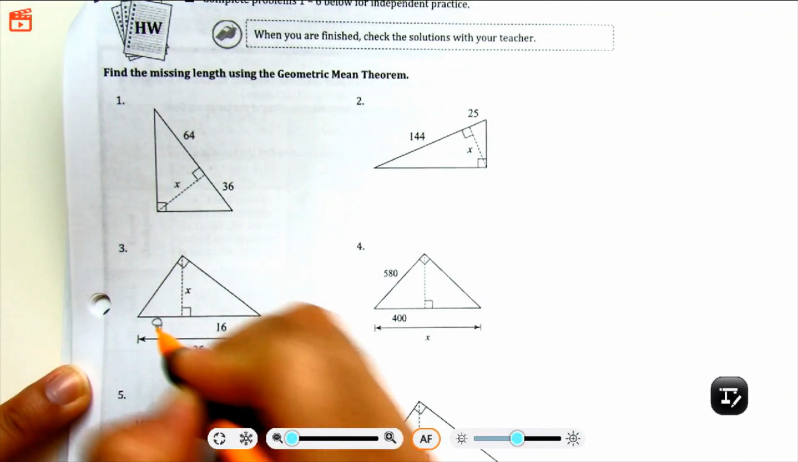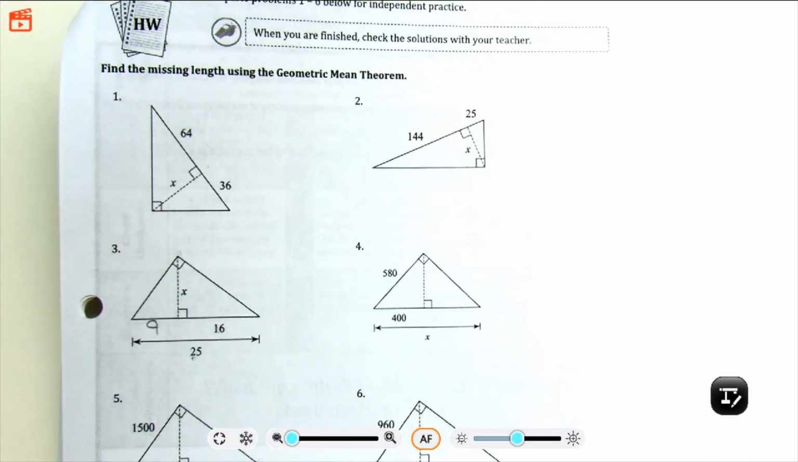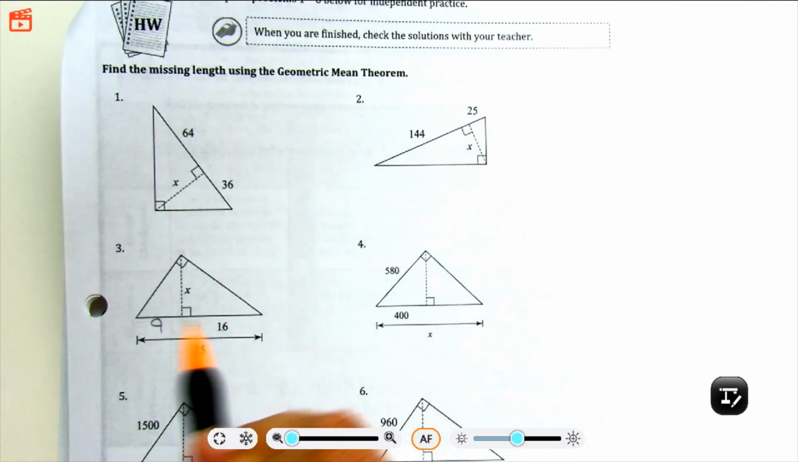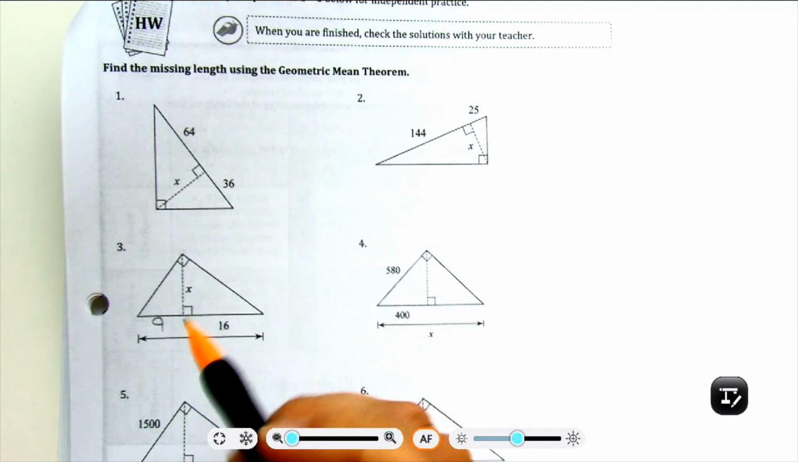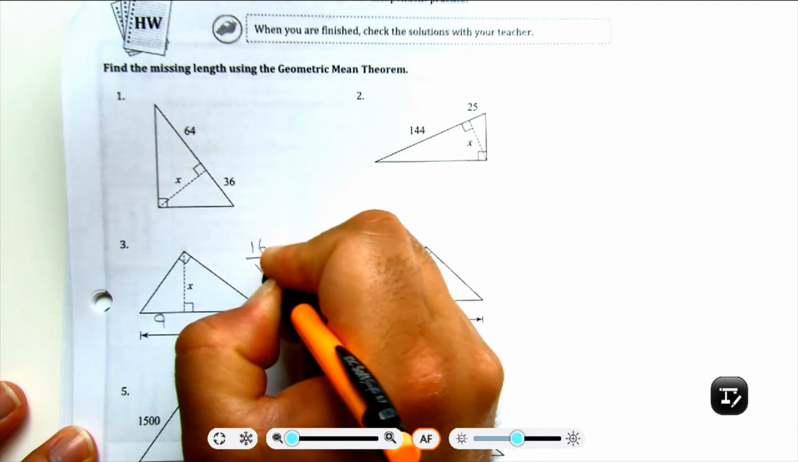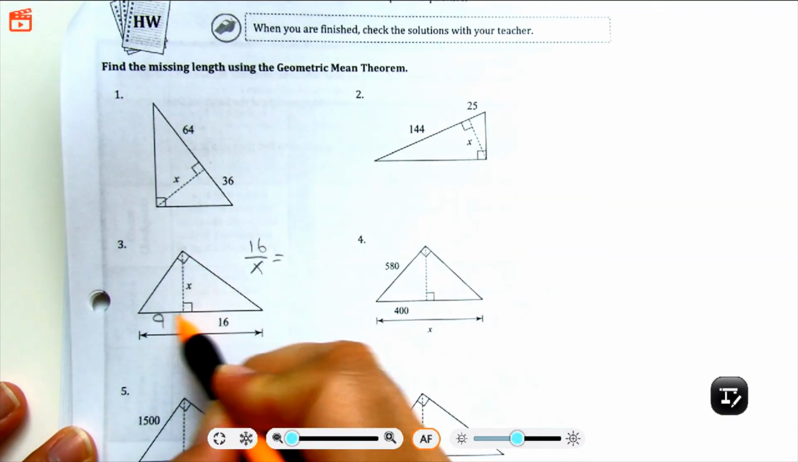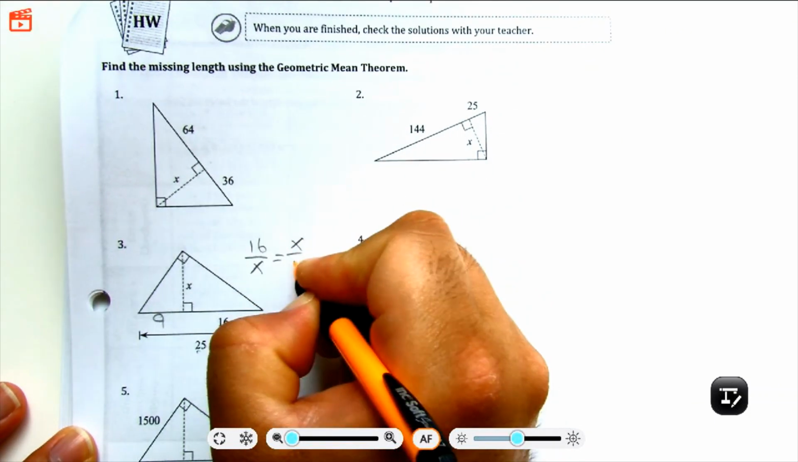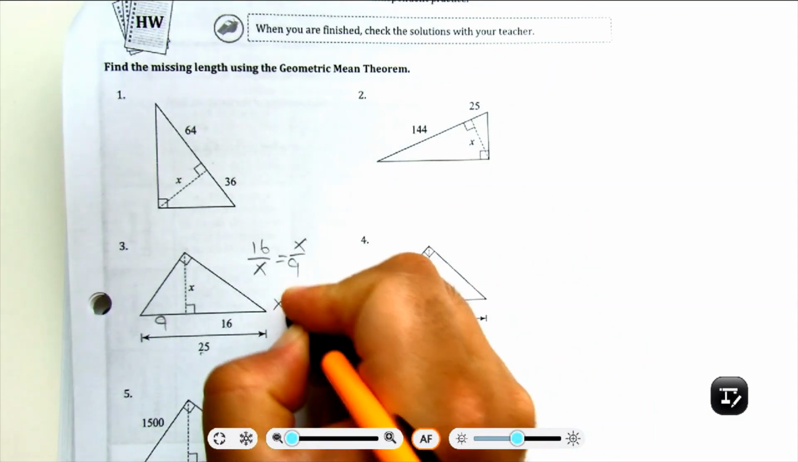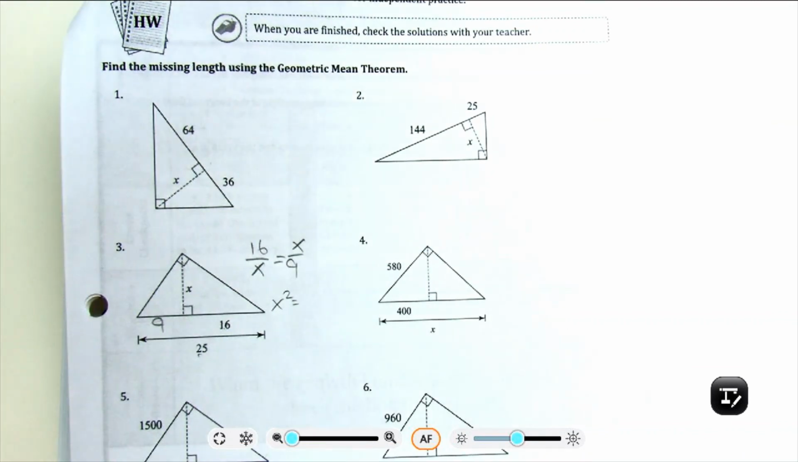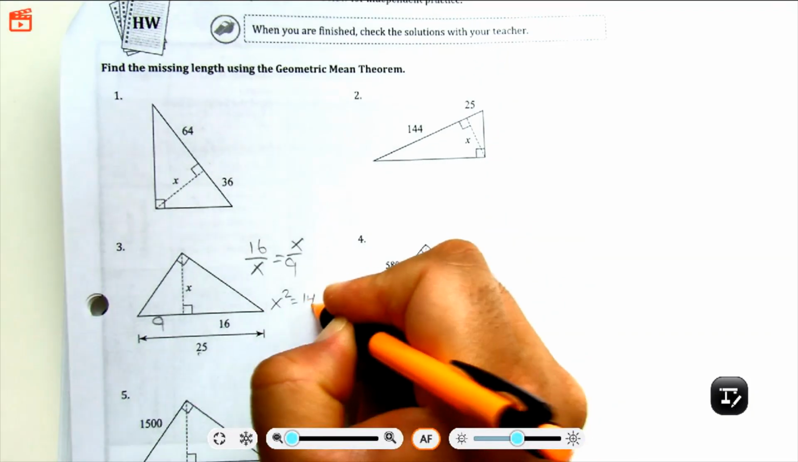So without drawing the figures, I'm going to write the long leg over the short leg, 16 over x, is equal to the long leg over the short leg, x over 9. And if we cross multiply, x times x is x squared, and 16 times 9 is 144. And if you take the square root of both sides, x is equal to 12.